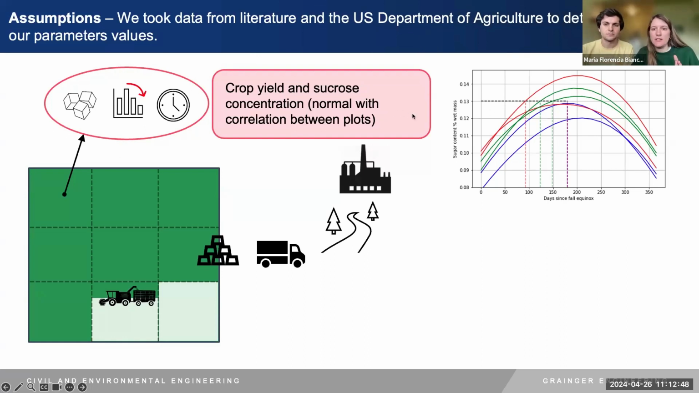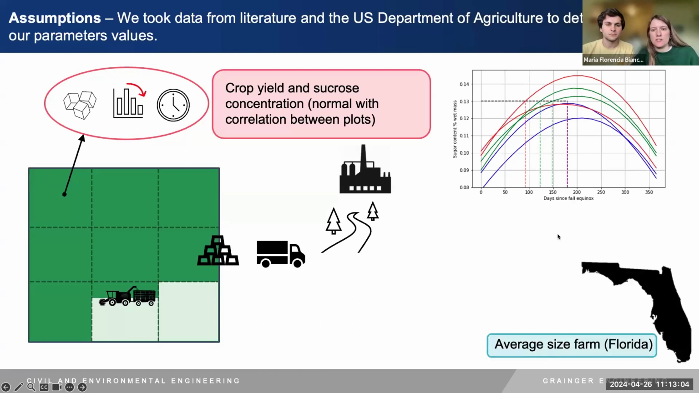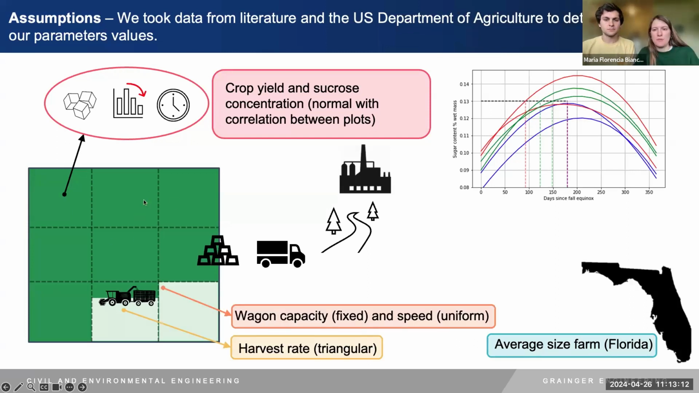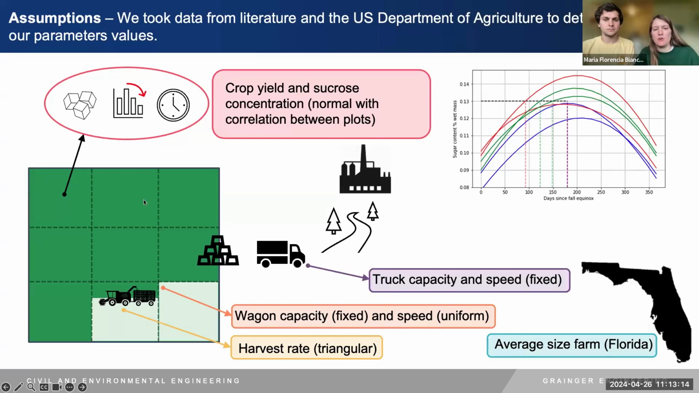We defined the moment of harvest as when a target sugar concentration is reached, for example 13%, or a limit of late harvest of 180 days. We used an average size farm for Florida and divided it into 25 plots. And we assume different values for service rates of our equipment and other parameters.